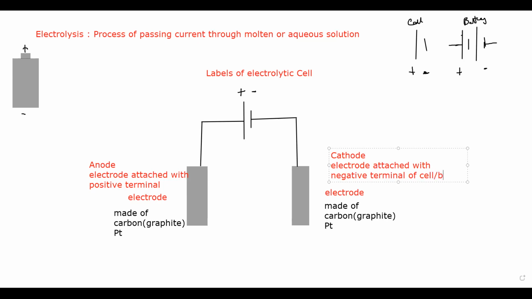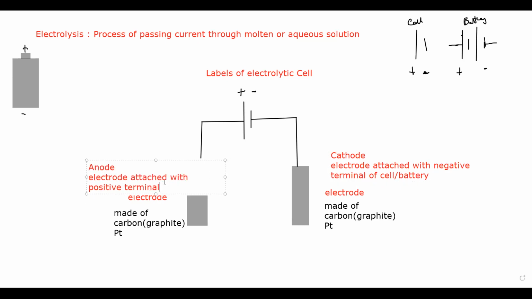First thing, you have to learn the labels, and later we will discuss the purpose of these electrodes. Right now I'm not discussing the purpose of these electrodes; I'm discussing the labels of the electrolytic cell. So in an electrolytic cell we have a battery or a cell connected to two plates. Both are known as electrodes, but specifically the plate connected with the positive terminal of the battery is known as the anode, and the one connected with the negative terminal is known as the cathode.